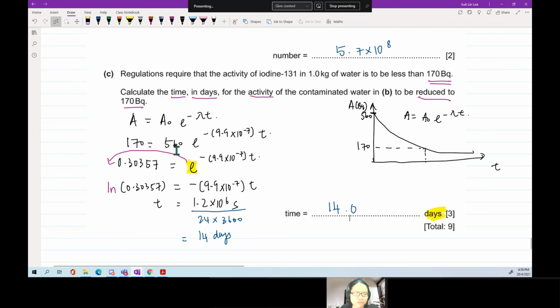Okay, so please, if you're not familiar with pressing the calculator, just go do it. There are plenty of questions that you can try in the past year topical selection.